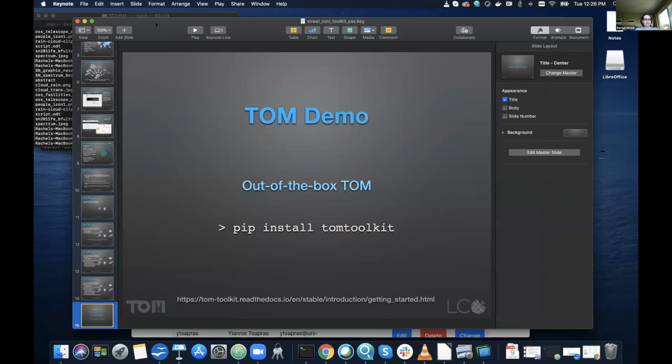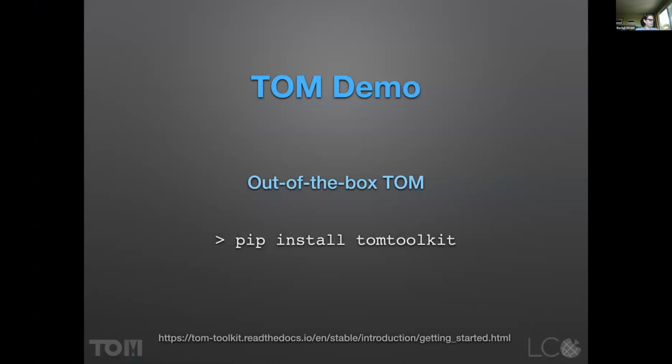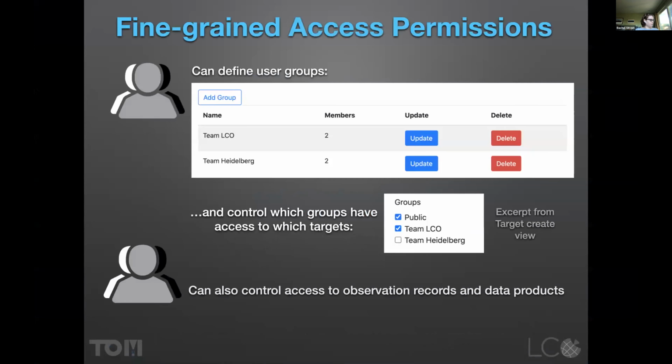Now, at this point, I'd like to return to the slide deck to describe a couple of features which are easier to explain this way. The first is regarding the access control permissions that I mentioned earlier. By default, any TOM user can access everything in the TOM, but we recognize that not all projects can work that way. So the toolkit allows user groups to be set up, and the administrator can nominate users to belong to one or more groups.